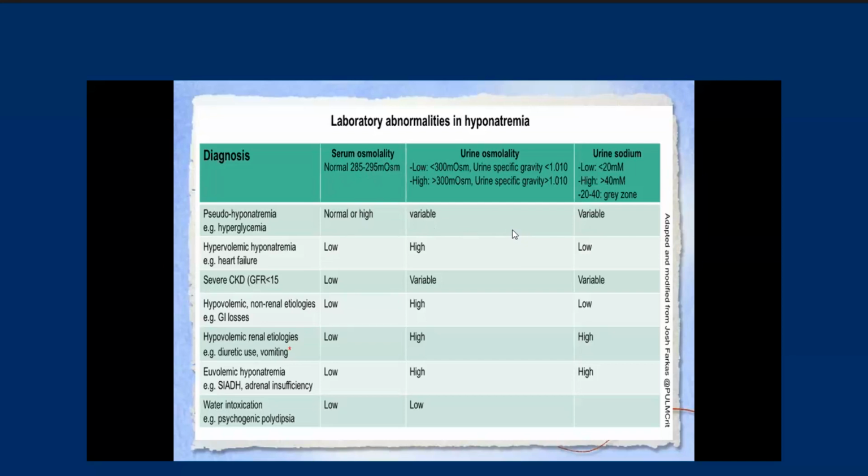So the urine osmolality will be variable. Coming to patients with heart failure, we'll expect the serum osmolality to be low. They usually have hypotonic hyponatremia.